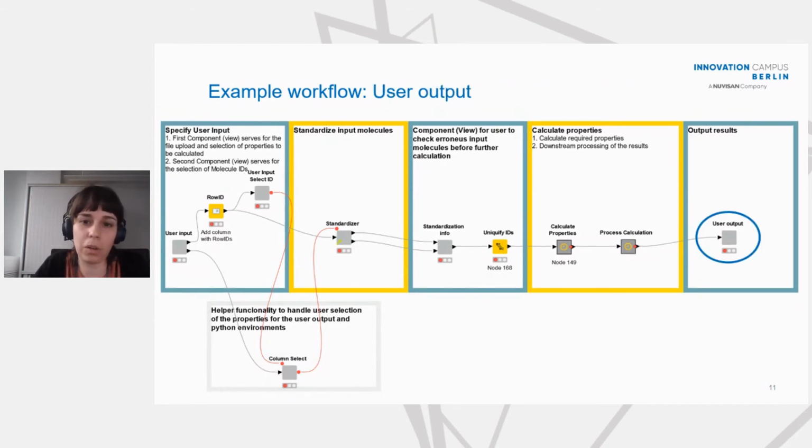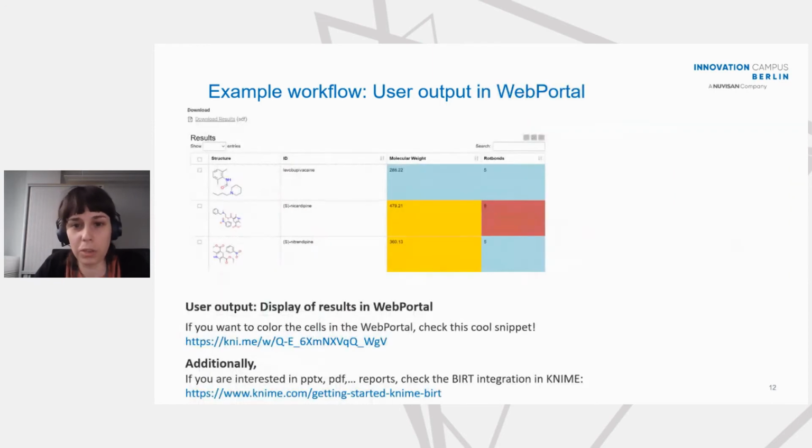Finally, now to the user output. This is how a simple workflow output looks for the end user. There is an option to download the SDF file with the calculated properties. There is also usually a table with the calculated properties. And what I really like, and chemists really like this, is that you can color the cells based on specific rules.